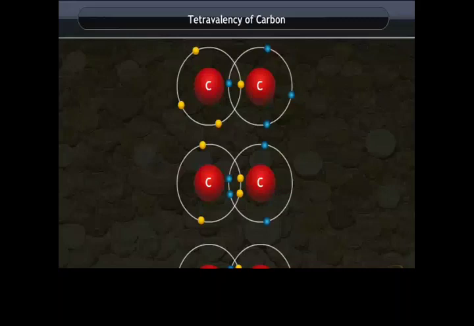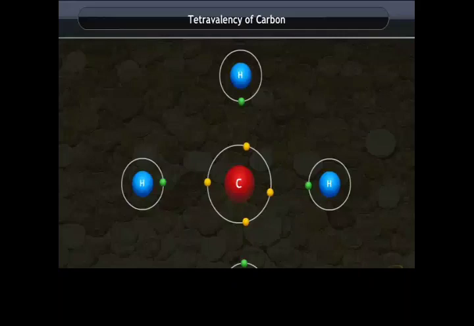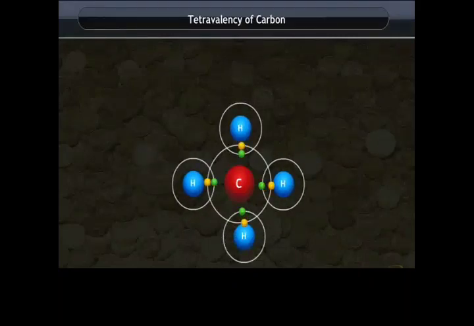Let us understand it with the help of an example. Methane is one of the simplest compounds formed by carbon. Methane has the formula CH4. Hydrogen, as you know, has a valency of 1. Carbon is tetravalent because it has 4 valence electrons. In order to achieve noble gas configuration, carbon shares these electrons with 4 atoms of hydrogen to form a methane molecule.